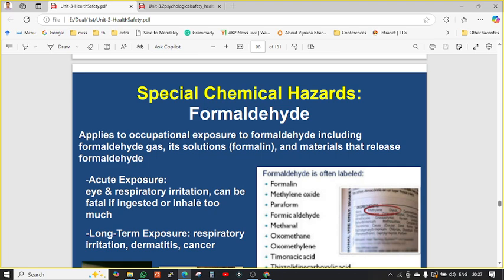Formaldehyde is also commonly used in laboratories or some biological activities. So formaldehyde is also a very dangerous chemical. That is called formalin. If it is inhaled, so exposure through inhalation, the eyes and respiratory systems can all be affected, causing various long-term effects like cancers. You cannot slowly know whether it is harming you or not. But in the long term, if you are working with these chemicals, then cancers may happen to the person.